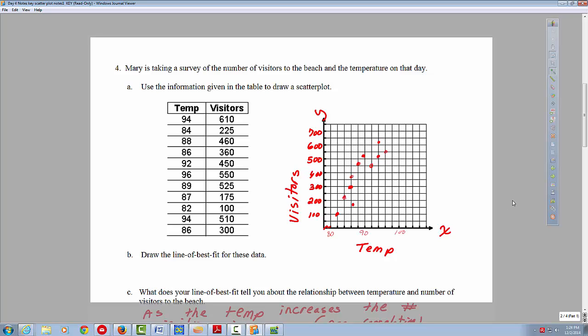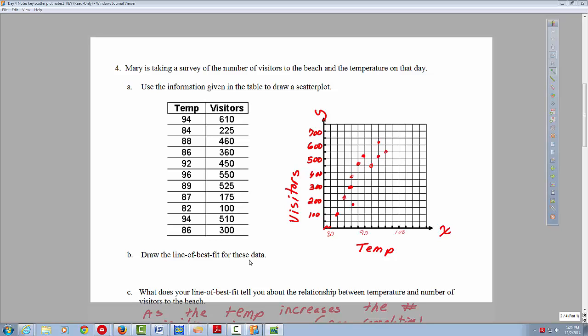Okay. So we should have here, visitors is your y-axis, temperature is going to be your x-axis. Usually inputs go first in a T-chart, and outputs, or your y values, are the second thing in your T-chart.